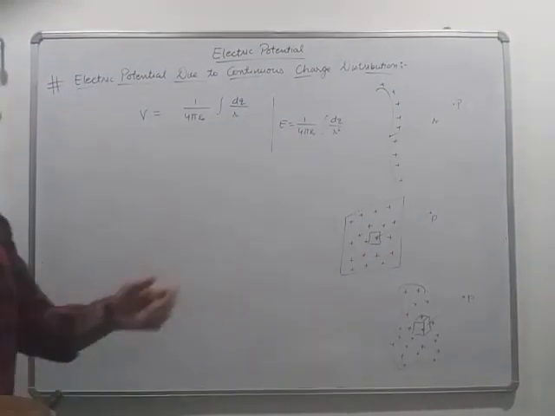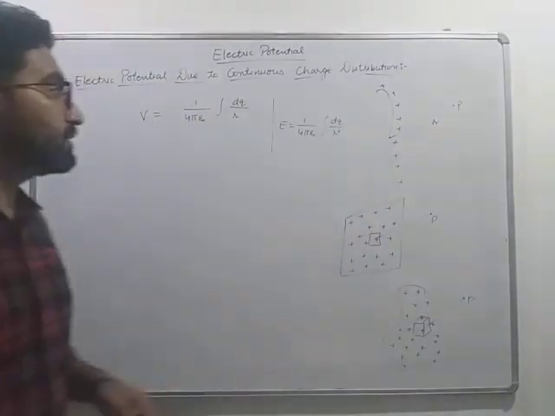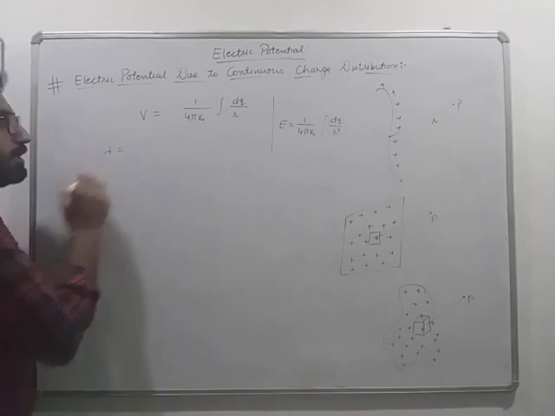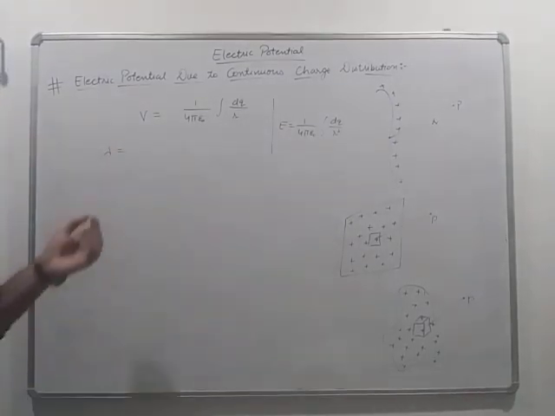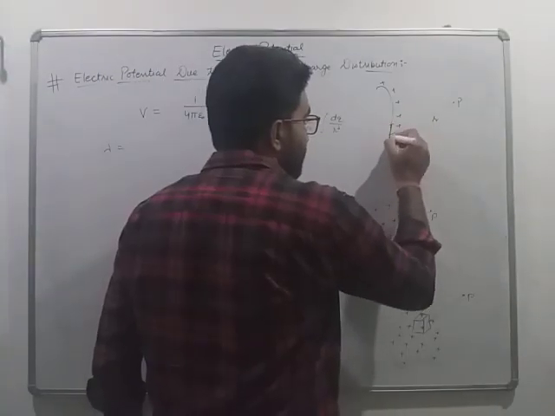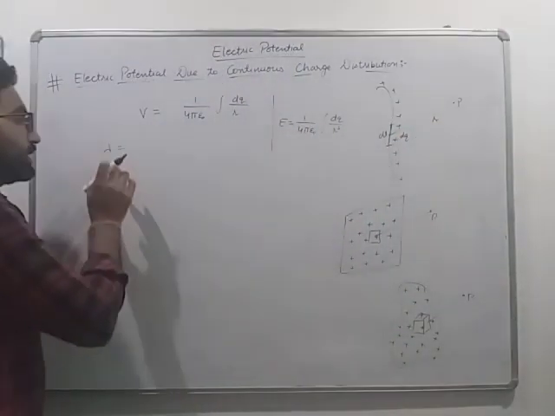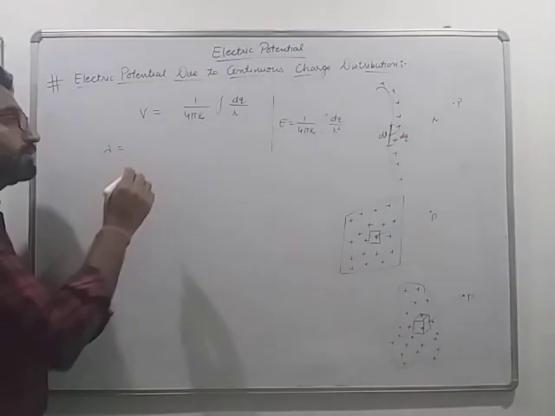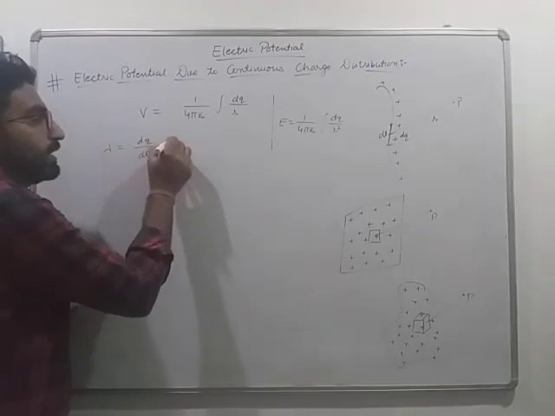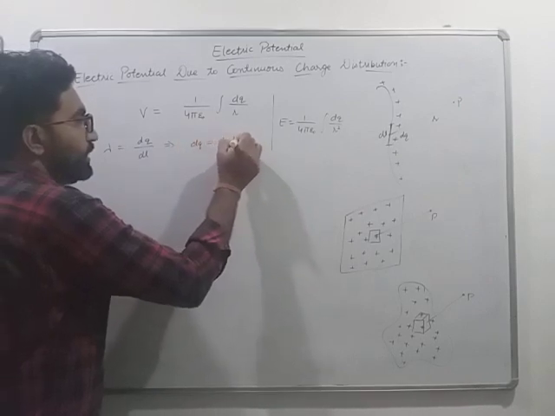First we will find the potential due to a continuous charge distribution, the line charge. For the line charge distribution we will represent lambda as the linear charge density. Here we cut a small length element dl having a charge of dq. Then the linear charge density lambda will be equal to the charge per unit length, dq divided by dl, and from here the value of dq will be equal to lambda dl.